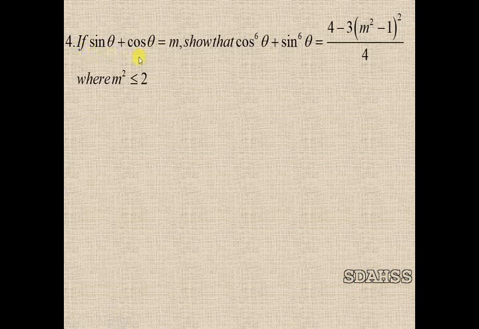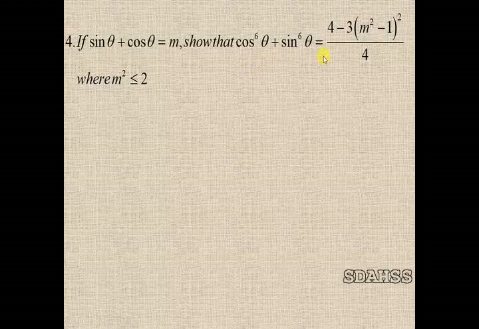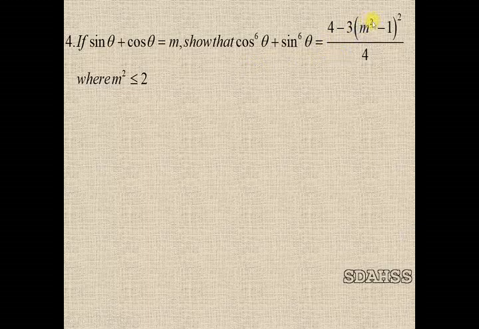If sin theta plus cos theta is equal to m, show that cos power 6 theta plus sin power 6 theta is equal to 4 minus 3 into (m square minus 1) whole square divided by 4, where m square is less than or equal to 2.